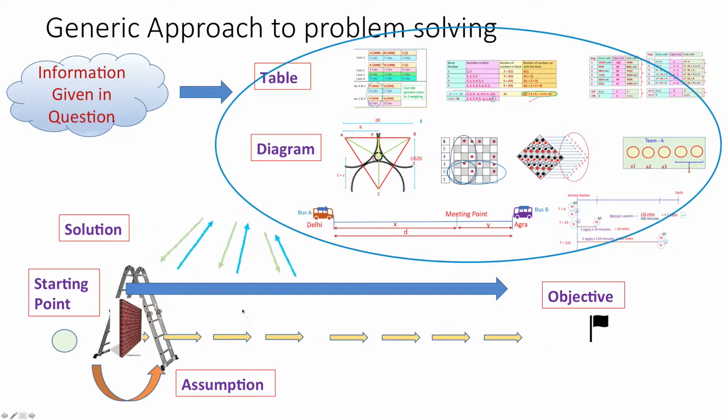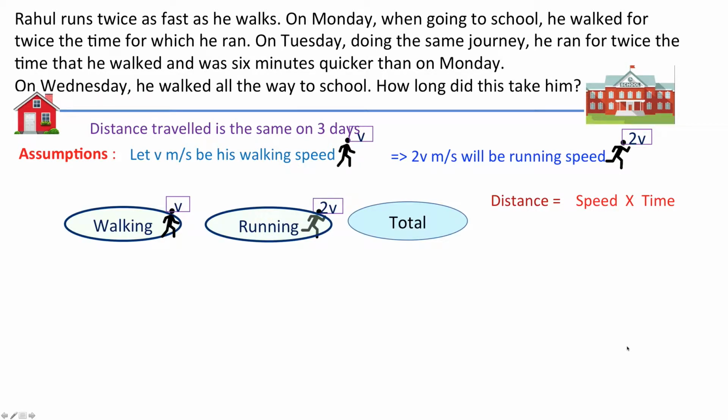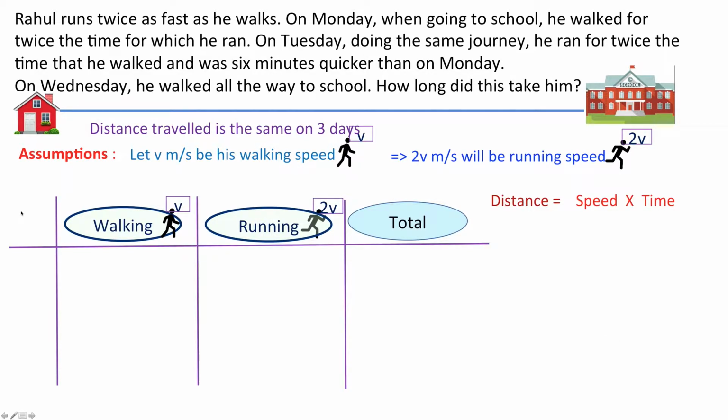And in all the steps, basically you'll be extracting some information from the diagram or the table, and also updating the information in the diagram and table. So we have talked about the diagram. We have drawn the diagram. Let's make a table now. The table looks like this.